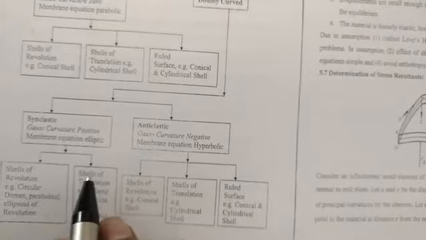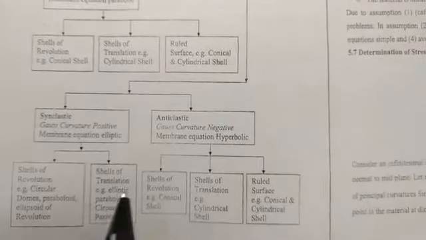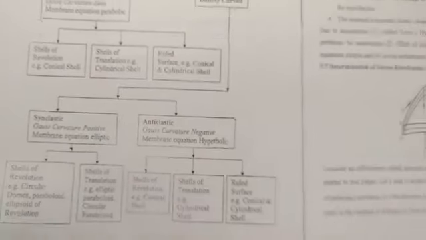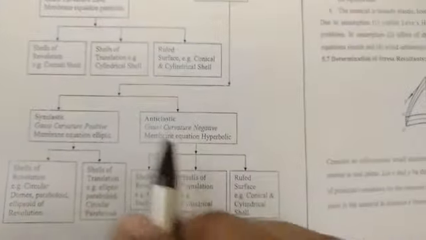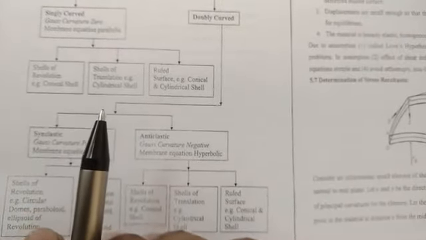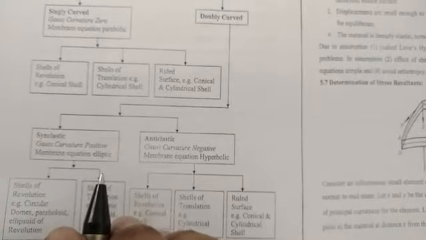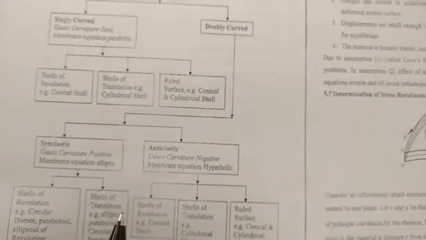We also have the description about the types, but we don't want to go into that deep study. If you keep the names of types of shells with you, it will be enough for you. So this is the tree diagram for the classification of shell. Now we'll move towards the next point, that is assumptions made in the theory of thin elastic shell.